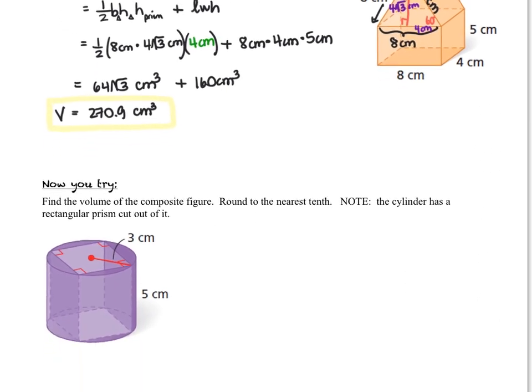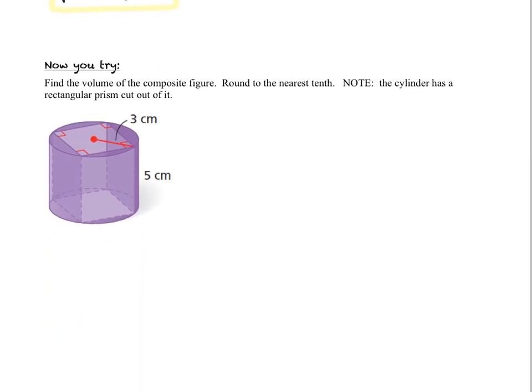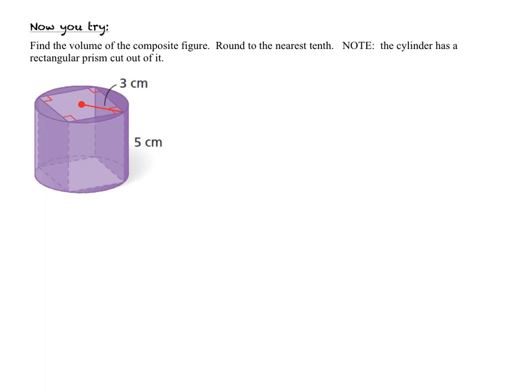Further down on the page, you've got a now you try, and in this example, you see a cylinder with a rectangular prism cut out of it. It says that in our instructions. The way we figure out the volume of this composite figure is to start with the volume of the cylinder and then subtract the volume of the rectangular prism that is cut out and removed from it. You're going to be working on this. Pause the video and turn the video back on when you're ready to check your answer.